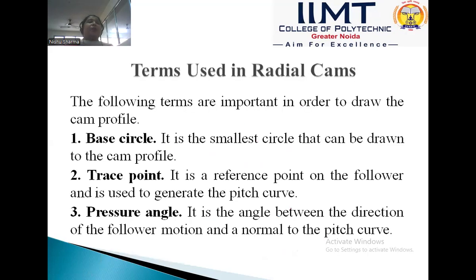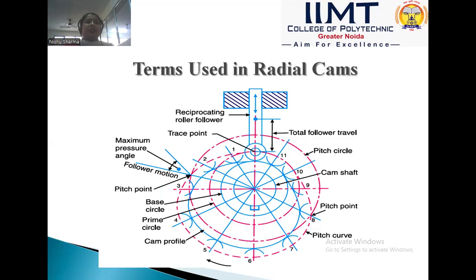Okay, now the second one is the trace point. In this diagram, we see that this is called the trace point. This arc-like point is the trace point, and the trace point is the reference point on the follower, and it generates the pitch curve.